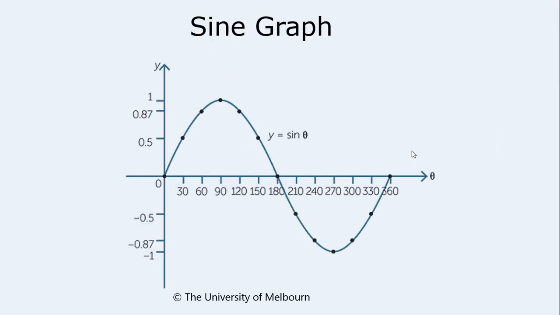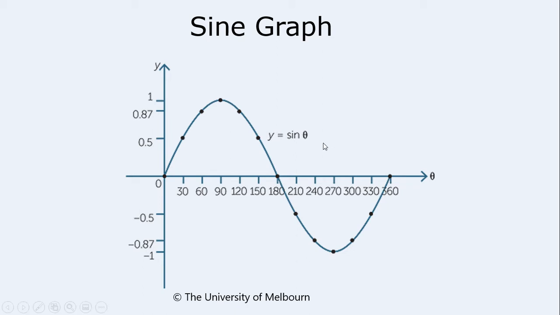So this is the sine graph. Okay, it's got this really distinctive shape. It starts at 0, it goes up to 1, it then goes back down, and then at 180 degrees it's back to 0, and then it goes down to -1, and then it goes back to 0 at 360. Okay, so that's what a sine graph looks like.